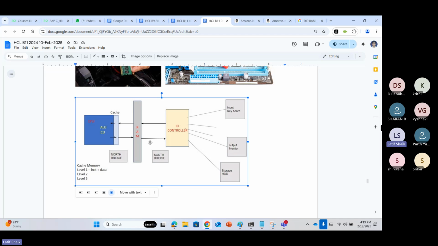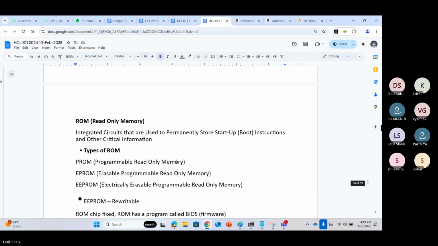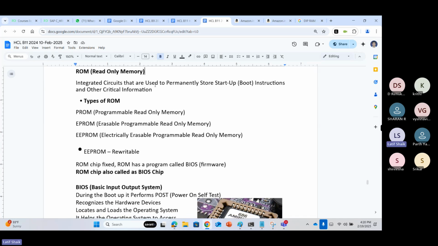Okay guys, this is about RAM. Understand RAM and ROM differences, RAM specifications and troubleshooting. And we'll discuss ROM first. ROM is read-only memory.